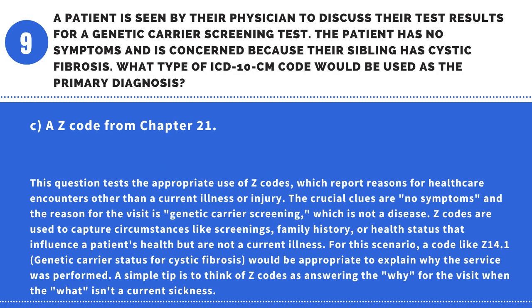Answer: C. A Z code from Chapter 21. This question tests the appropriate use of Z codes, which report reasons for healthcare encounters other than a current illness or injury. The crucial clues are no symptoms and the reason for the visit is genetic carrier screening, which is not a disease. Z codes are used to capture circumstances like screenings, family history, or health status that influence a patient's health but are not a current illness.